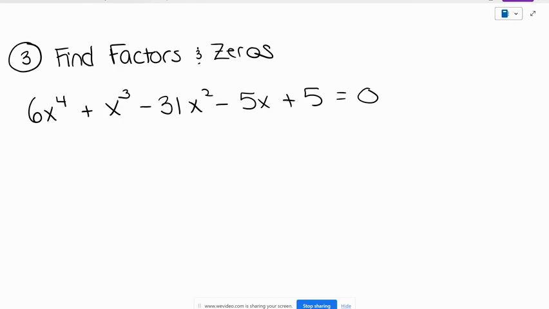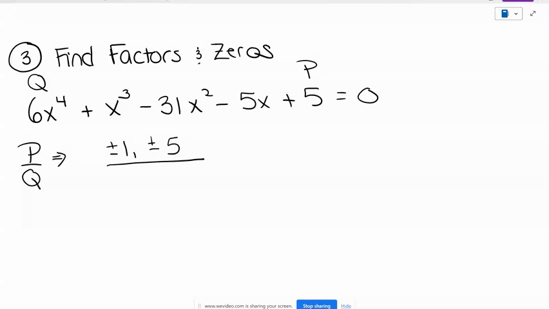Okay, so try to remember, what's the first thing we're going to do here? Right? Good, P over Q. We're going to find our possible rational roots. So remember, our constant is P, our leading coefficient is Q. So I need factors of P, so factors of 5: plus minus 1, plus minus 5, over factors of our leading coefficient: plus minus 1, plus minus 6, plus minus 2, plus minus 3.